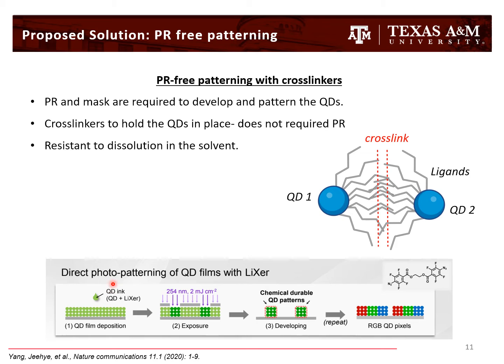So for example, you have your quantum dots, and you deposit them on a certain substrate. You can irradiate them with light, create the patterns you want, and the cross-linkers are light reactive. So they form these cross-links once they're exposed to light, and the quantum dots stay together, and you can have these RGB quantum dot pixels, or you can have this pattern.